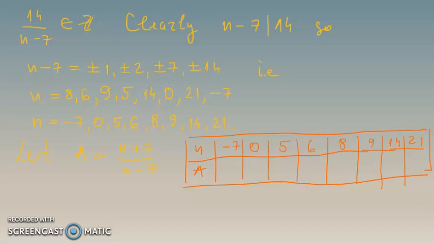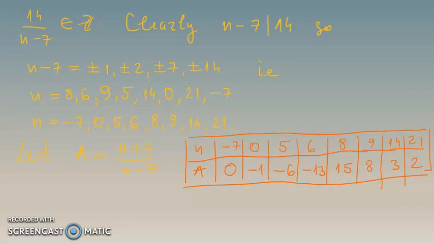For n equal to minus 7, this will be 0. For n equal to 0, this will be minus 1. For n equal to 5, it will be 12 over minus 2. It is minus 6. 6 plus 7, 13, over minus 1, minus 13. 15 stays 15. 9 plus 7, 16 over 2. It is 8. 21 over 7, 3. And in the last case, 28 over 14, 2.